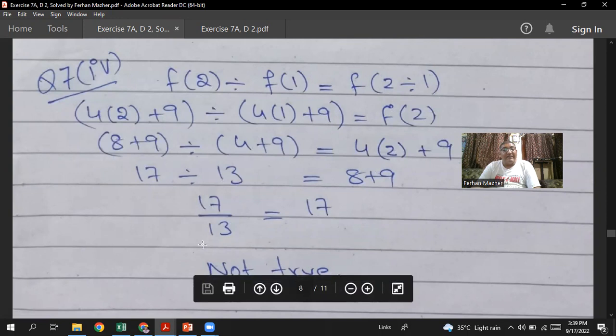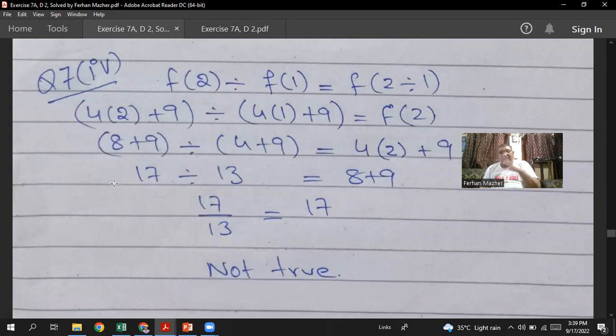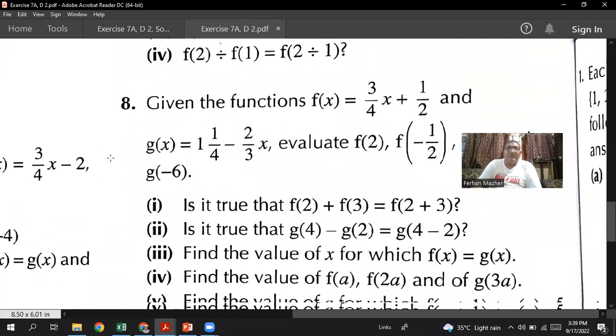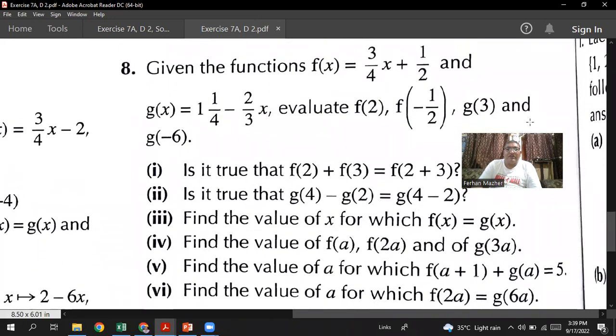So here you have 17 by 13, and the other side is 17. So the statement is not true. The answers of both sides are not equal to each other. So we are done with question number 7. Now we are going to the next question.